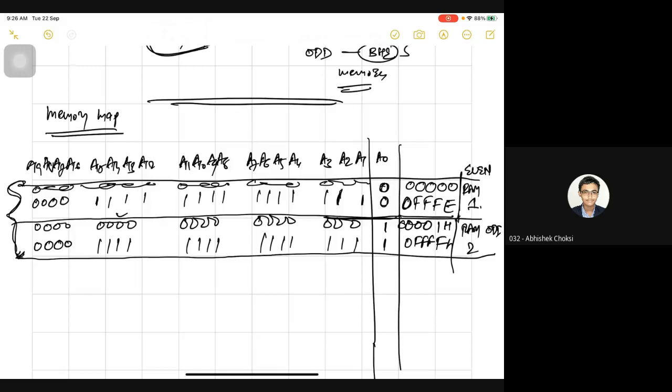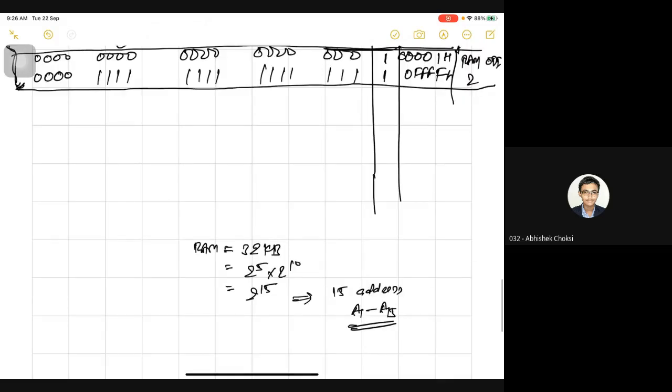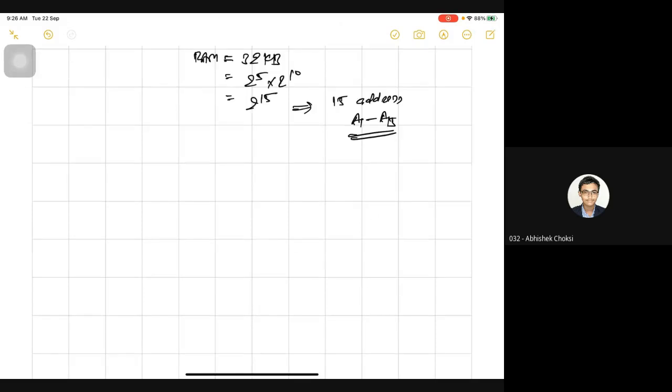Okay, we'll start again from scratch. Forget it. This is clear. Your RAM is 32 KB, so 15 lines are used for the address bus. This is clear. Yes sir. A1 to A15 will be your address bus.